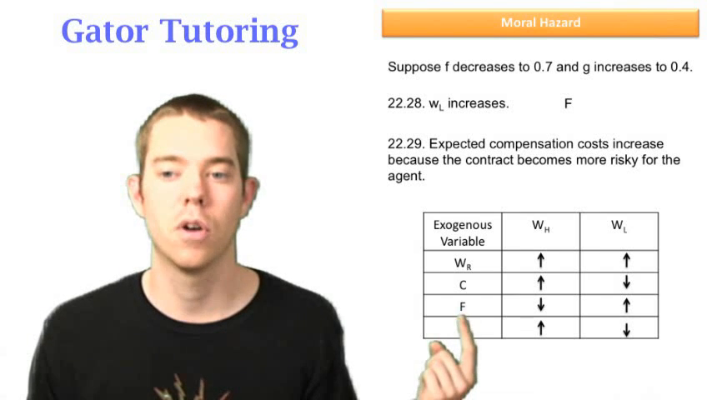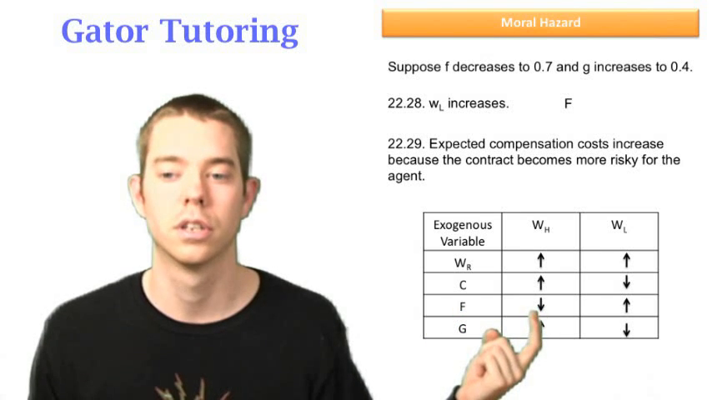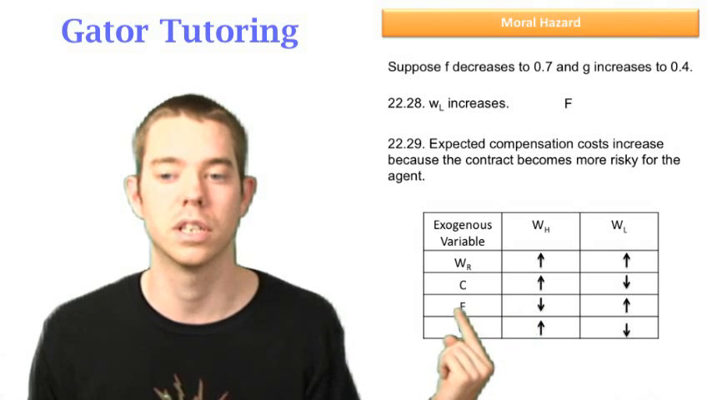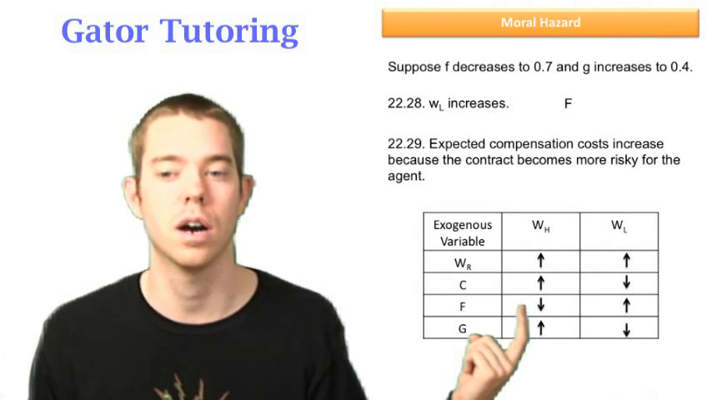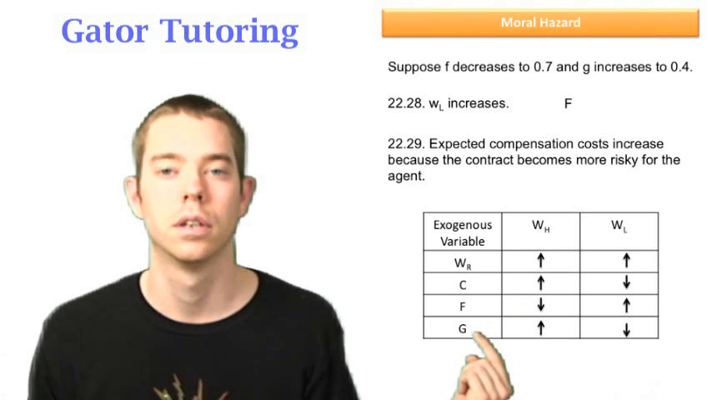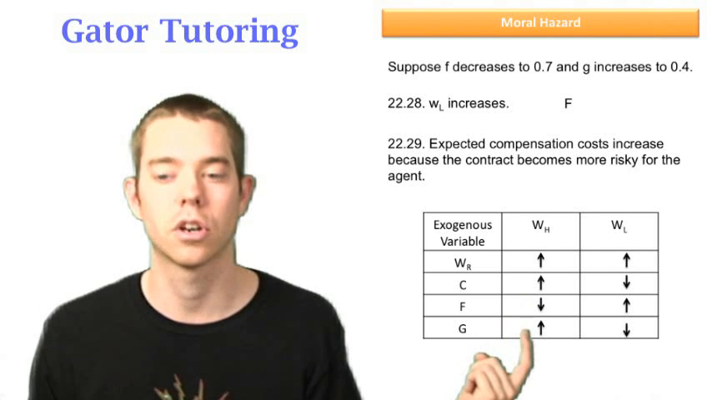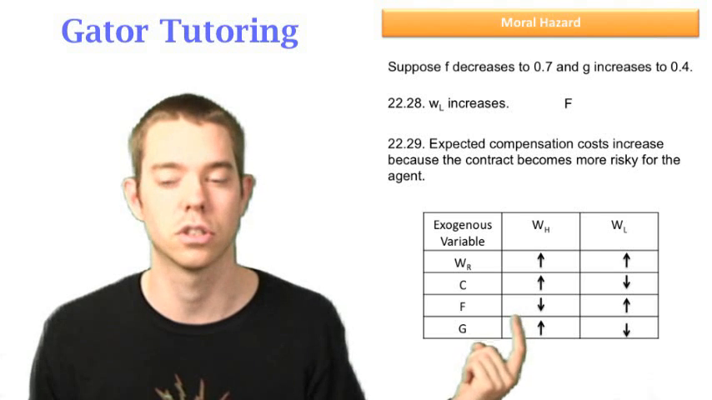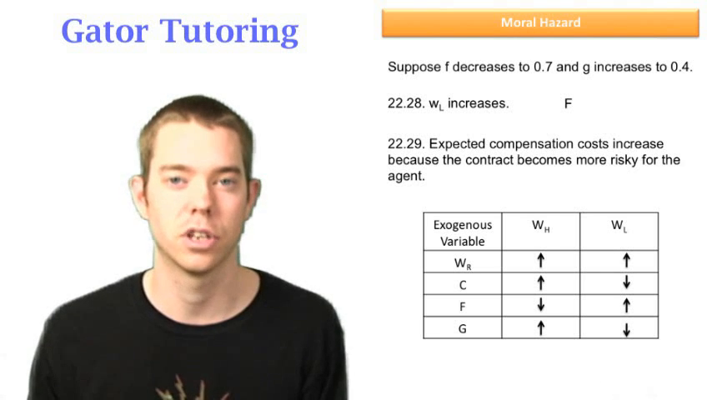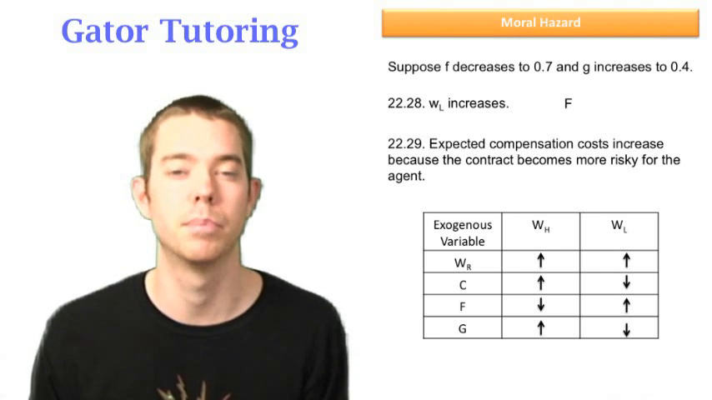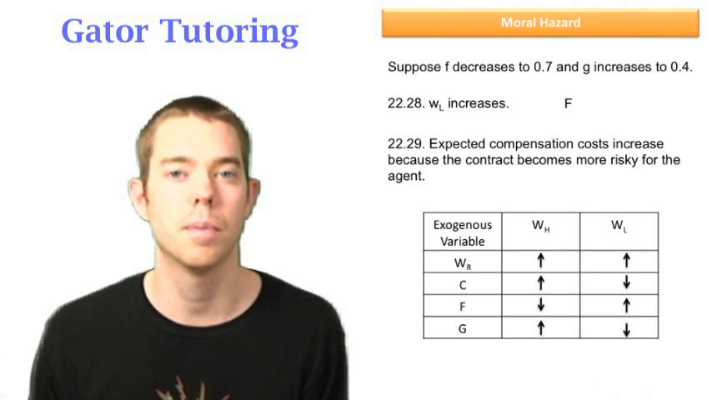So, since we know that F is decreasing, that's going to cause WH to go up, because an increase in F will cause WH to go down. So a decrease in F will cause WH to go up. Meanwhile, G increasing is going to cause WH to go up. So both of those are going to cause WH to go up. And again, remember the effect that it has on WH is always going to outweigh the effects that it has on WL. So once we've concluded that both of those things make WH go up, we can conclude that the expected compensation costs increase. So we know that 29 is true.